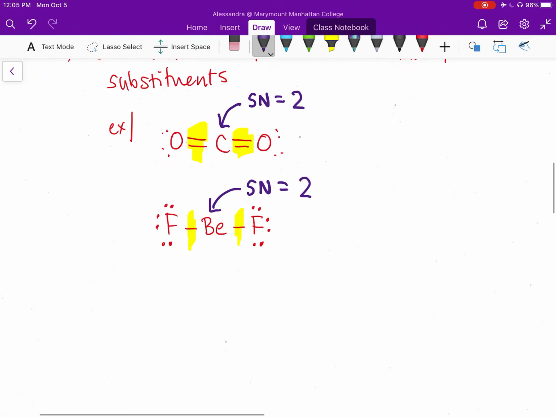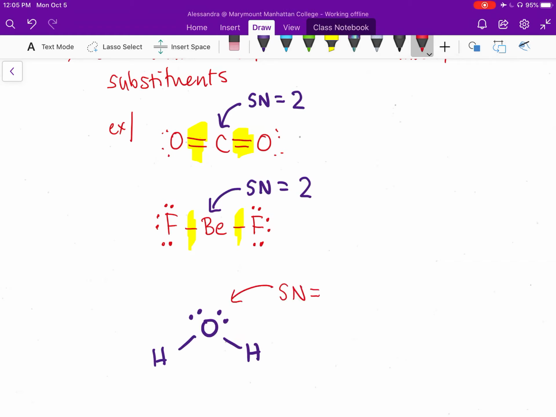Now, each lone pair also counts as one. So if I'm looking at, say, water, which everybody knows is H2O, here's the Lewis structure for water, and I want to figure out what the substituent number is around that oxygen atom. Each bonding pair of electrons counts as one, 1, 2, and then each lone pair counts as 1, 3, 4. So the substituent number here would be 4.